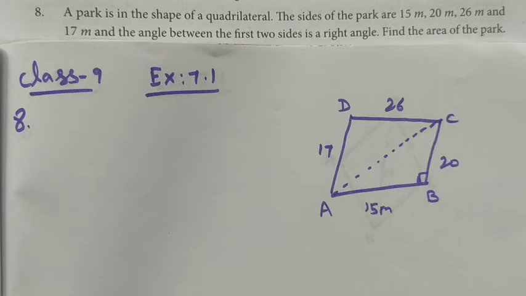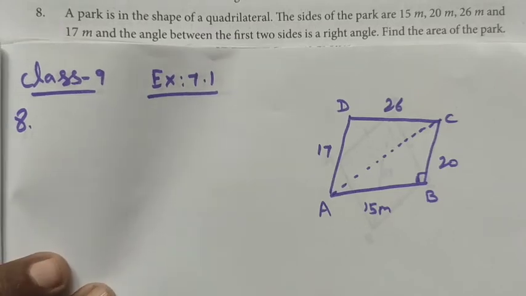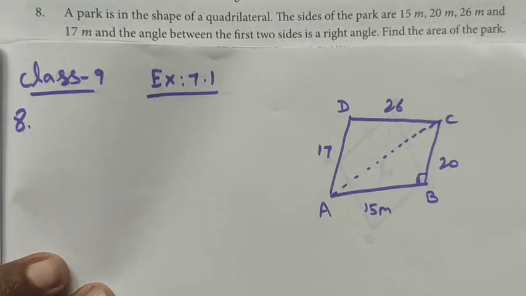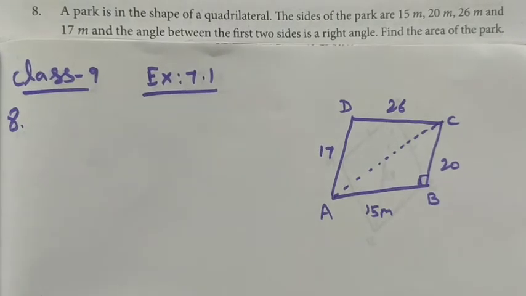A park is in the shape of a quadrilateral. The sides of the park are 15 meter, 15 meter, 20 meter, 26 meter and 17 meter. And the angle between the first two sides is a right angle. Find the area of the park.